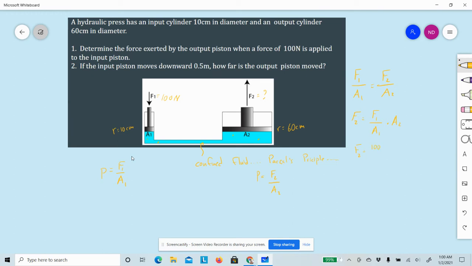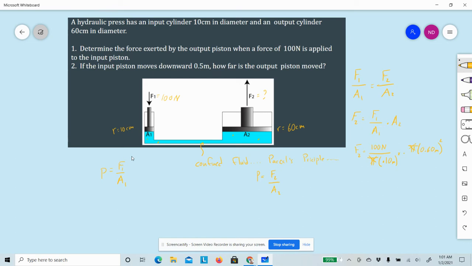F1 is 100 newtons. Now let's plug in some areas. Area of a disk is pi r squared. So pi, r in this case was 10 centimeters or 1/10 of a meter, squared. Area 2 is pi r squared, r in this case is 0.6 meters, squared. Oh, the pi's cancel out. That cancels with that one.